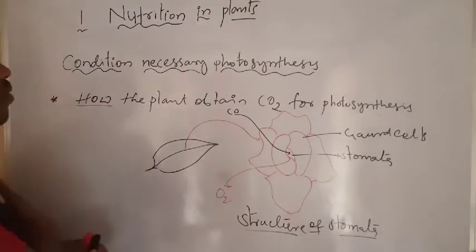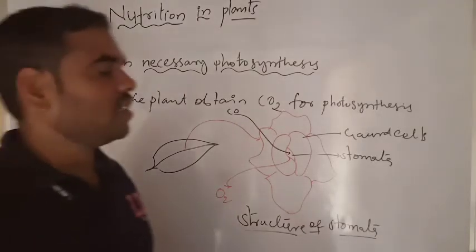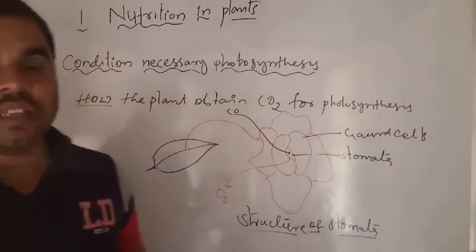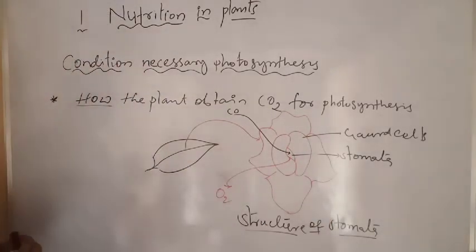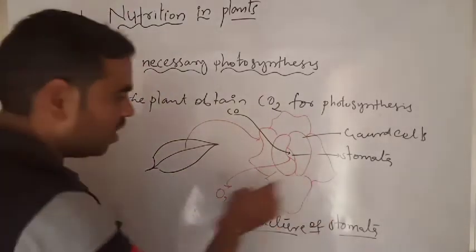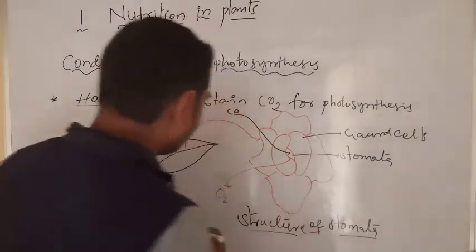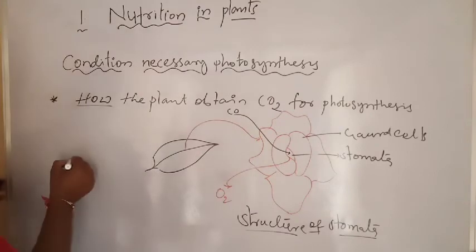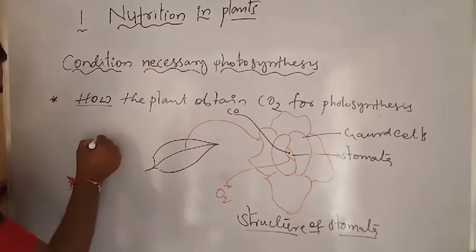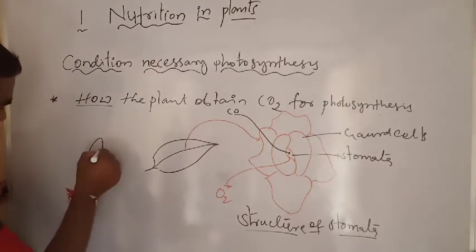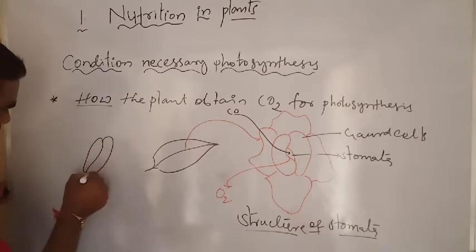Next, how do plants obtain carbon dioxide? Next, how the plants get it, we have to see an open stomata. See, we have to see the open stomata also. Now we have to draw the closed stomata. See, like this, closed stomata is also there.